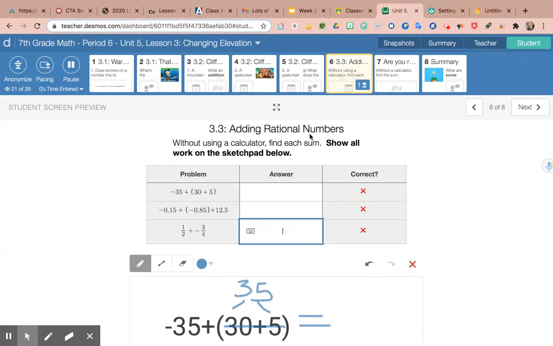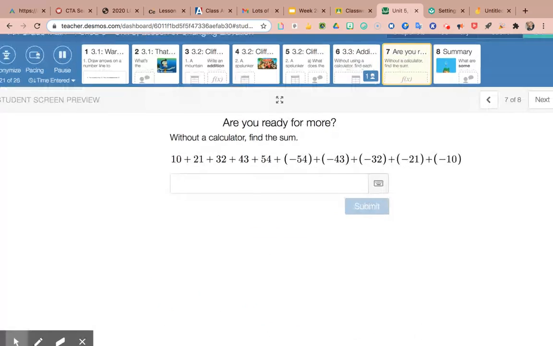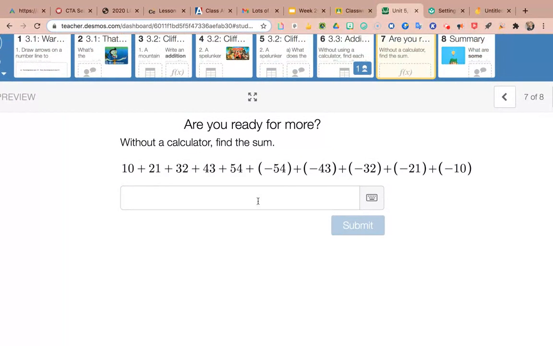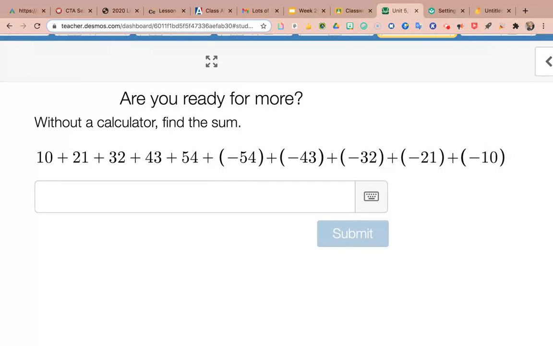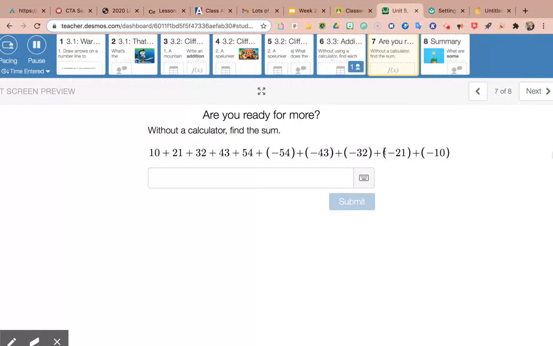All right, so you'll do the last one. Number 7, it says, without a calculator, find the sum. I know this looks crazy, it looks scary, but hopefully you notice a pattern. I noticed a pattern. I don't even need a calculator. I don't even need to write this down. I know the answer. So if you notice, this is positive 54, negative 54. What do opposites add to? Positive 43, negative 43. Positive 32, negative 32. Positive 21, negative 21. Positive 10, negative 10. Each of these have an opposite.